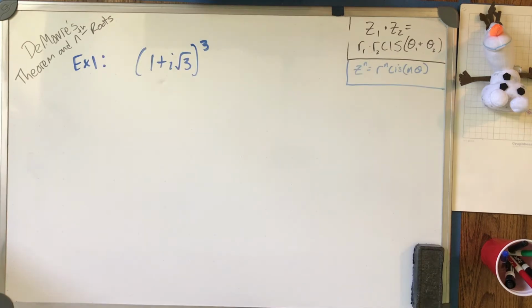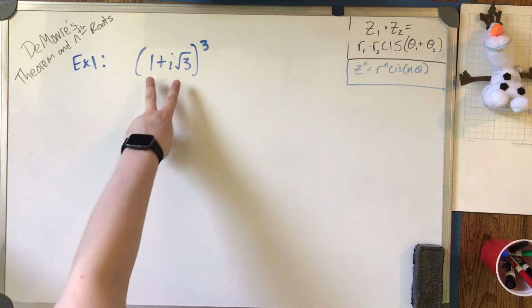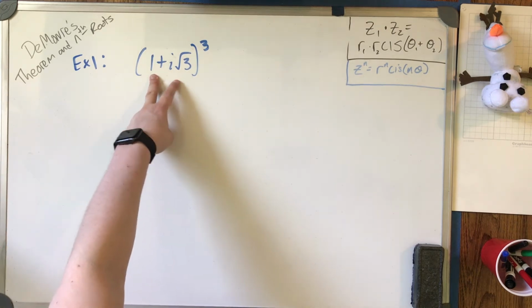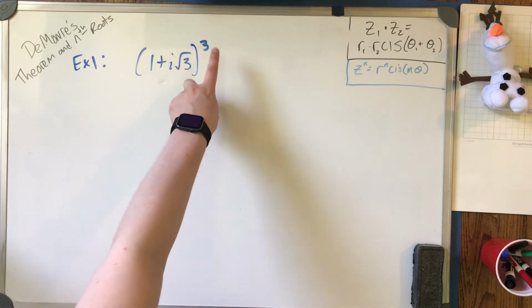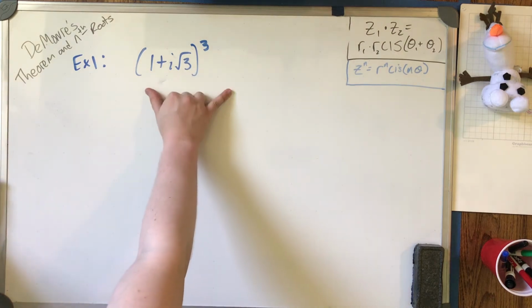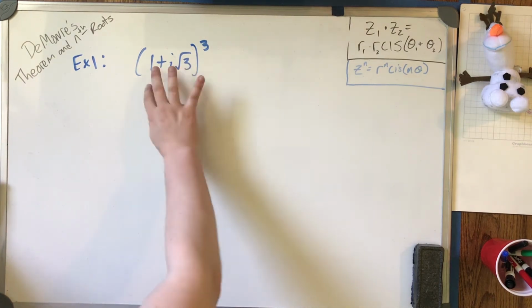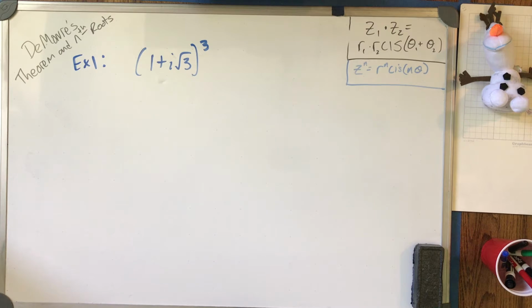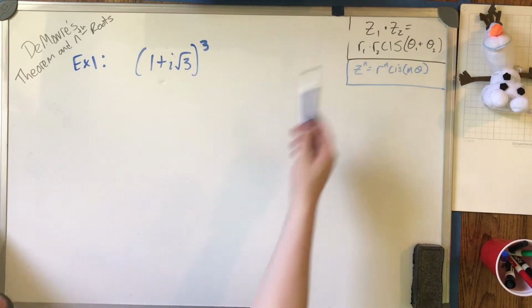So let's try to see why this is so powerful. If we were given this complex number in standard form, 1 plus i square root of 3, raised to the third power, this would be incredibly annoying to do by hand. We would have to FOIL this out once to get a quadratic, and then FOIL it again to do the third term. Using DeMoivre's Theorem, though, it's significantly easier. But the first thing we need to do is get this into trig form, because DeMoivre's Theorem uses trig form.